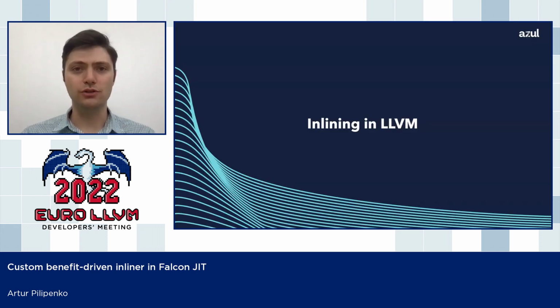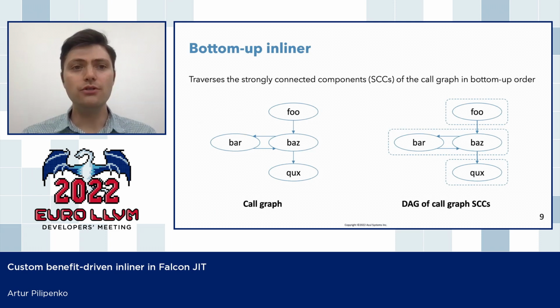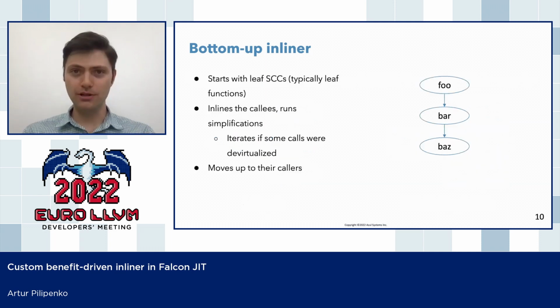Now let's see how LLVM solves this challenge. There are several inliners in LLVM, but I will only be talking about general-purpose inliners. The default inliner in standard pipelines is the bottom-up inliner. It operates on the graph of strongly connected components of the call graph. If we look at an arbitrary call graph, there might be cycles due to recursion. But if we isolate cycles into strongly connected components, the resulting graph would be a DAG. On a DAG, we can identify leaf SCCs, and we can traverse from the leaf SCCs to the roots in the bottom-up order. That's what the bottom-up inliner does.